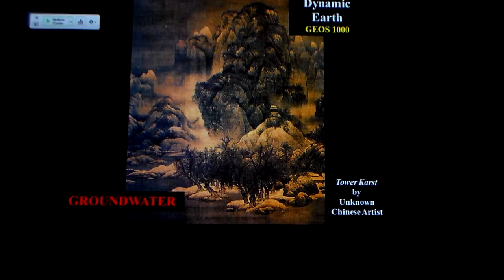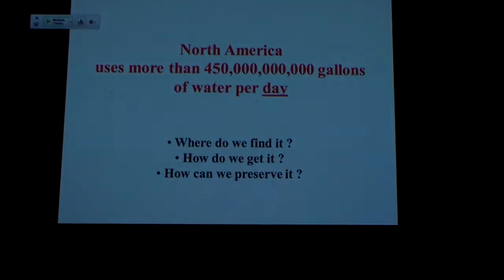Okay, let's shift gears and talk about groundwater. I want to talk about the water now that's below the surface. In North America, we use 450 gazillion gallons of water every day. Okay. There's million, there's billion. All right, so we use a lot of water. And where do we get it? I mean, water, it's not that plentiful. How are we going to preserve it? How are we going to keep doing this?